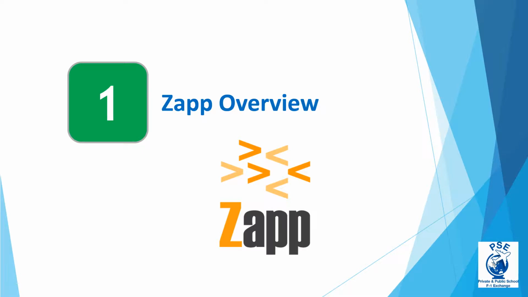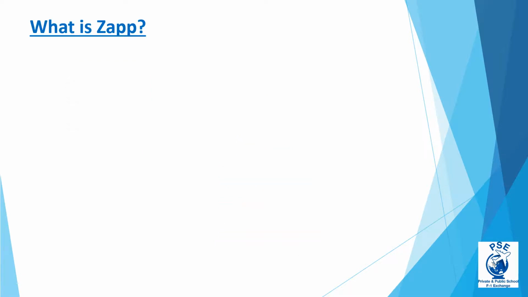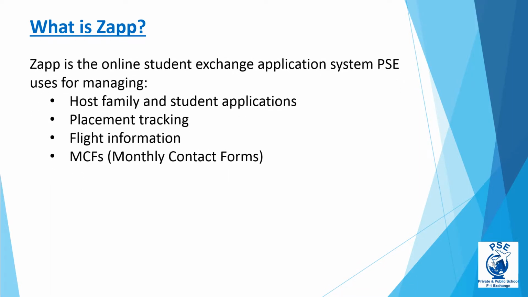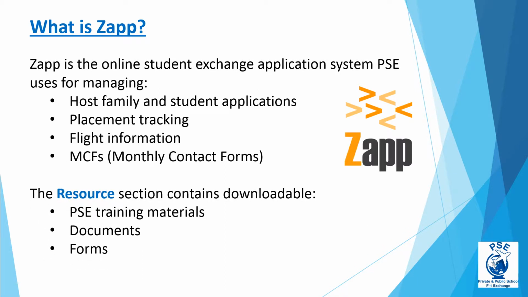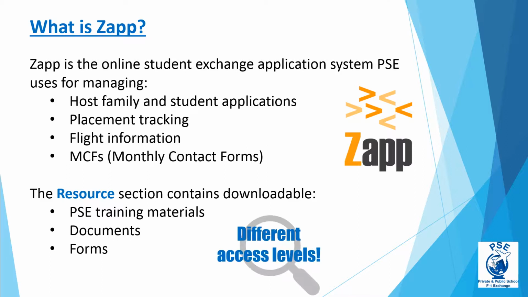1. Zapp Overview. First of all, what is Zapp? Zapp is the online student exchange application system PSE uses for managing host family and student applications, placement tracking, flight information, and monthly contact forms or MCFs, which track student and host family progress. Host families and field staff can also access the resources section, which contains downloadable PSE training materials, documents, and forms. Every PSE role has a different level of access. For example, a regional manager would have more access to certain areas in Zapp than a local coordinator.